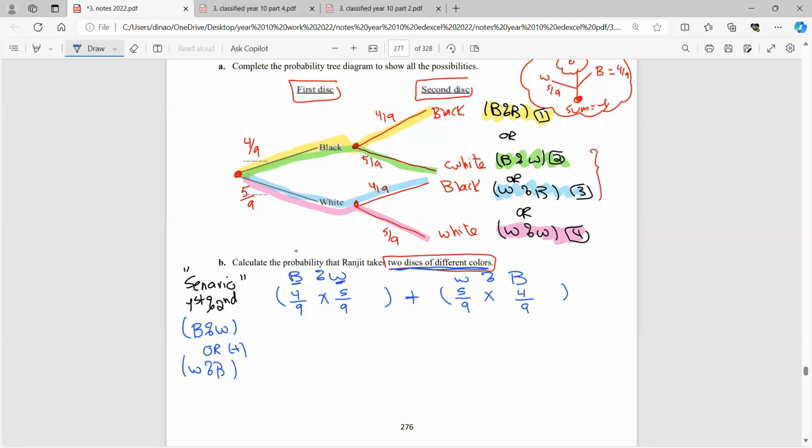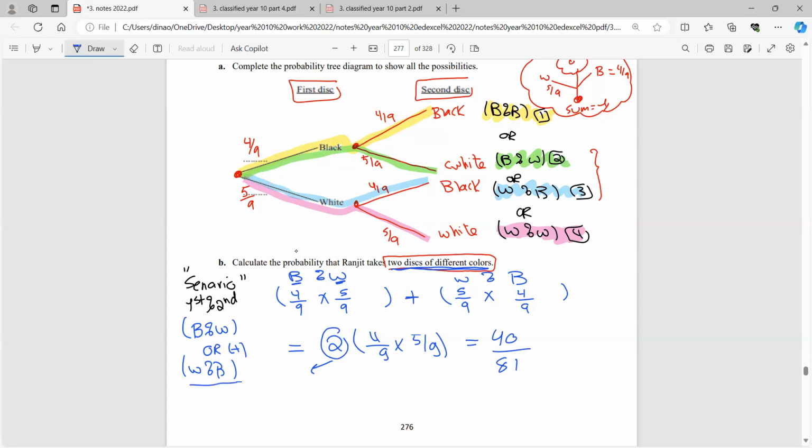Of course, here I can change this into 2 times 4/9 multiplied by 5/9. Meaning I can simplify it into 2 times. The number that is outside the bracket always indicates change of position, because as we agreed, black and white is not the same as white and black. Now I put it on the calculator: multiplied by 5/9 times 2, and then I'll get an answer of 40/81.